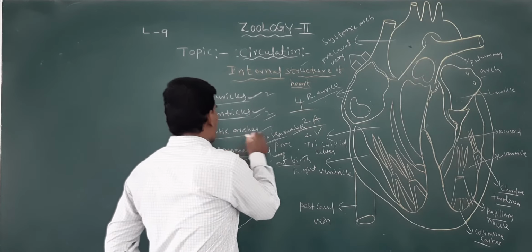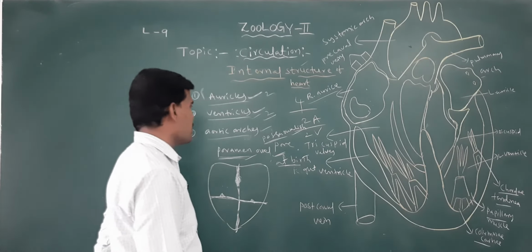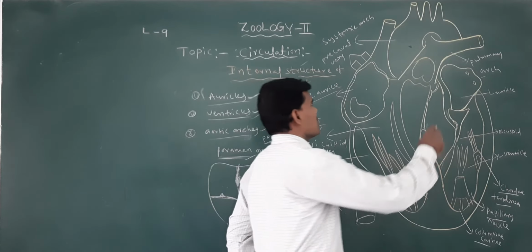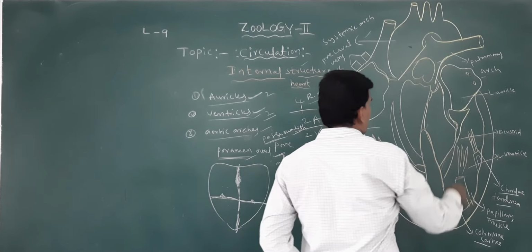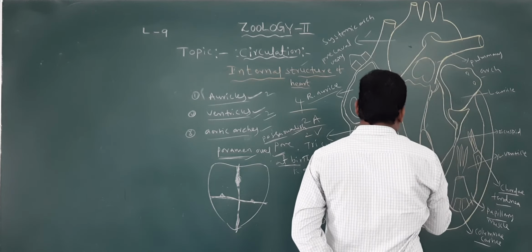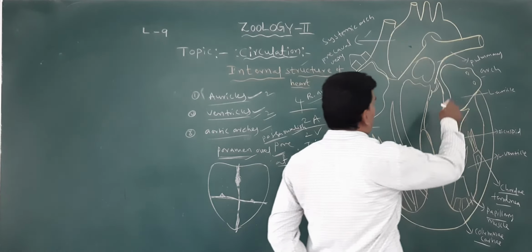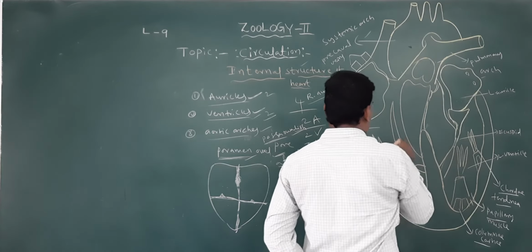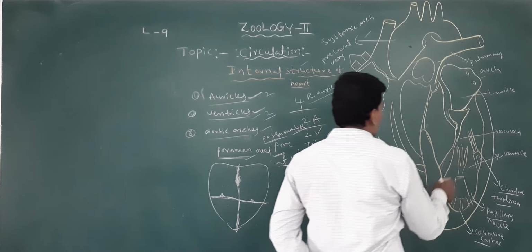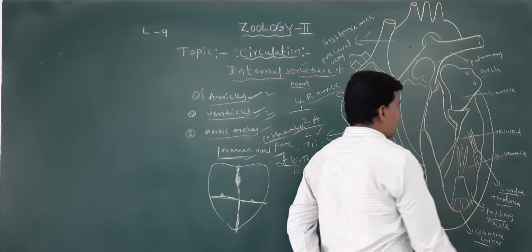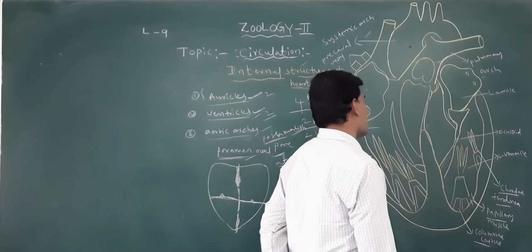Next, third, the aortic arches. How many aortic arches? Two: the pulmonary arch and the systemic arch. The pulmonary arch arises from the anterior part of the right ventricle. The systemic arch arises from the anterior part of the left ventricle.